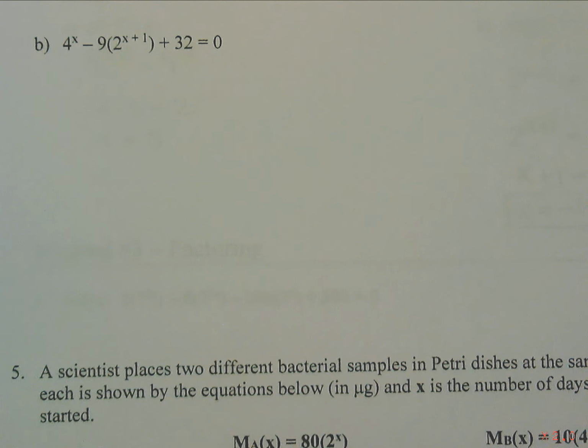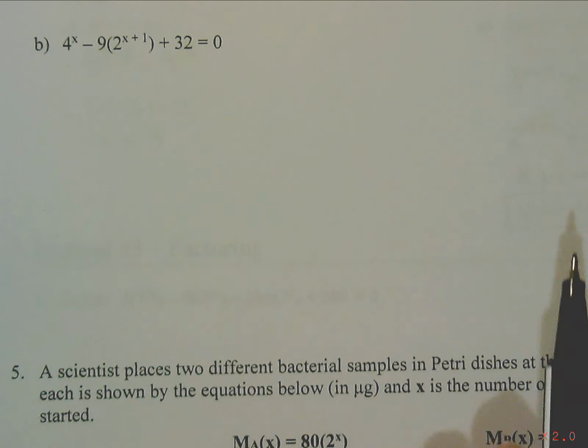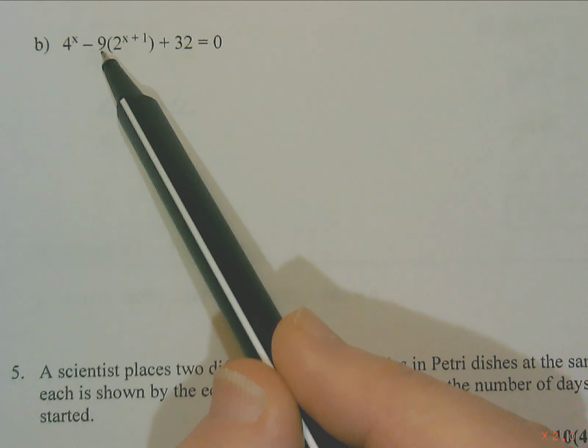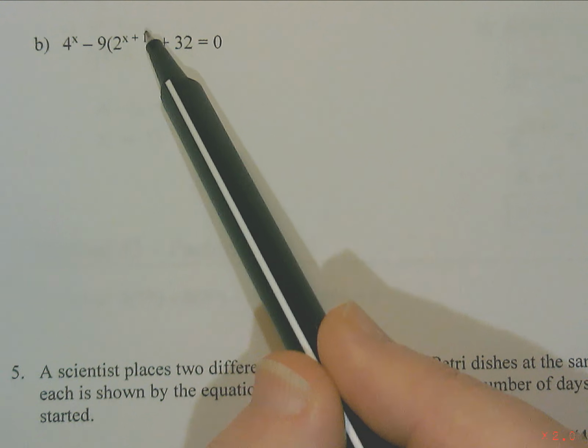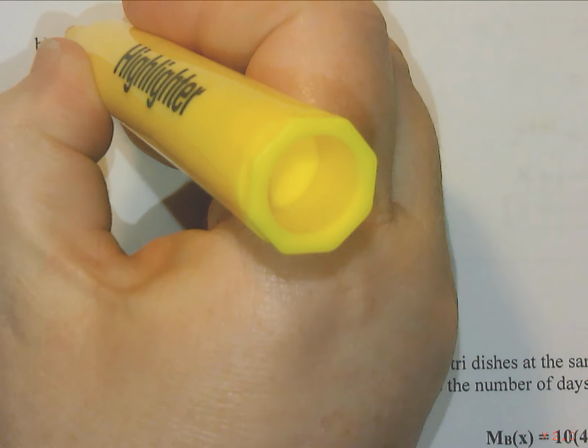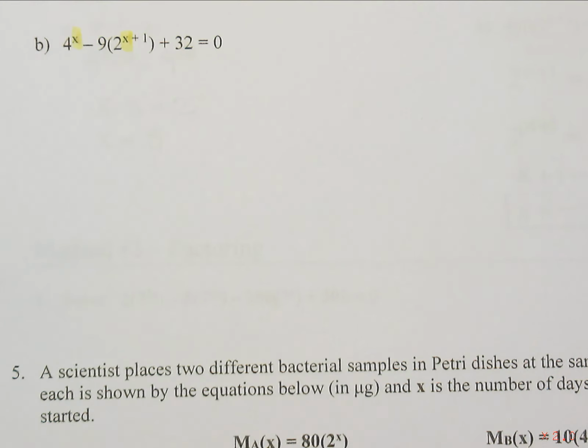In this video, we're going to take a look at another example where we use exponent laws to write our equation a little bit differently in order to solve. So we are trying to solve 4 to the power of x minus 9 times 2 to the power of x plus 1 plus 32 equals 0. Looking at this equation, I notice that the x appears in 2 different spots.